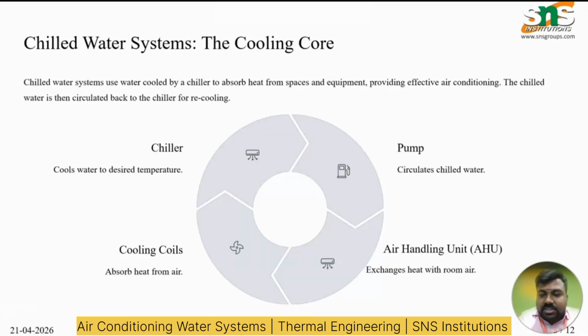In chilled water systems, the cooling water system uses water cooled by the chiller to absorb heat from the spaces and equipment, providing an effective air conditioning effect. The chilled water is then circulated back to the chiller for recooling. Some of the components are the pump that circulates the chilled water, the air heating unit that exchanges heat with the room air, cooling coils used to absorb heat from the air, and the chiller that cools the water to the desired temperature. This cycle takes place repeatedly and gives uniform cooling.